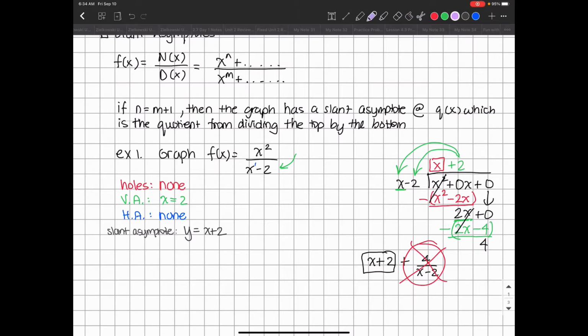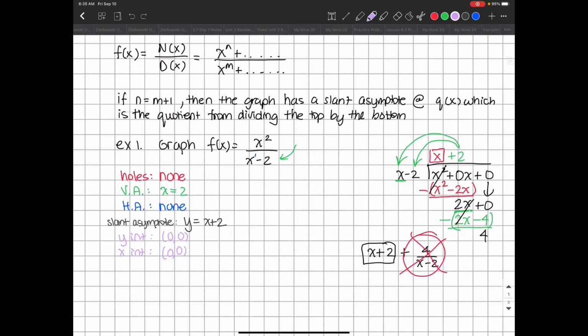Also, what I look for is my y-intercept. So my y-intercept here in this example, I'm plugging in 0. I'm going to get 0 in the numerator, so it's 0, 0. And then my x-intercept is also 0, 0, and that's the only thing that would make the numerator 0, so that's it. And then I graph this.